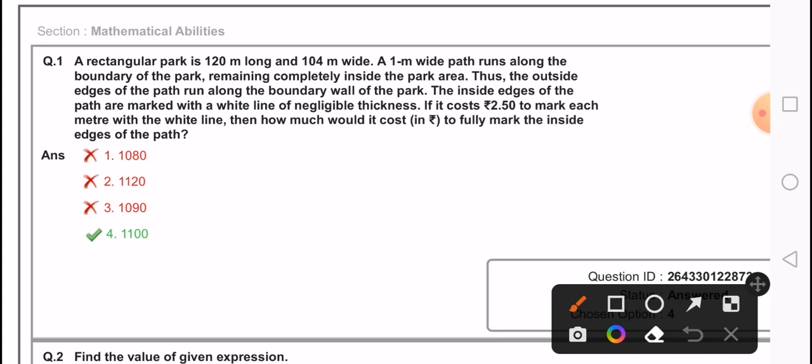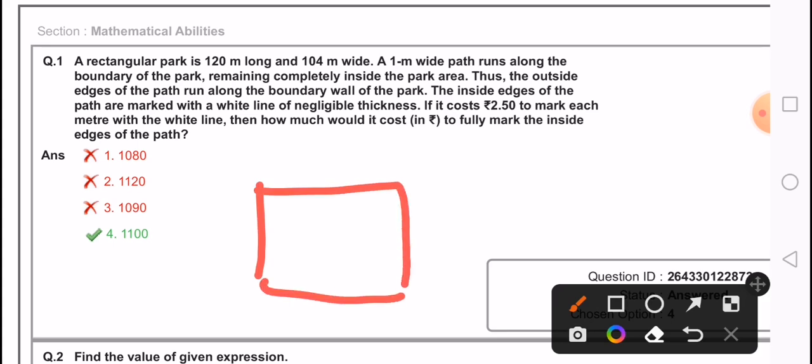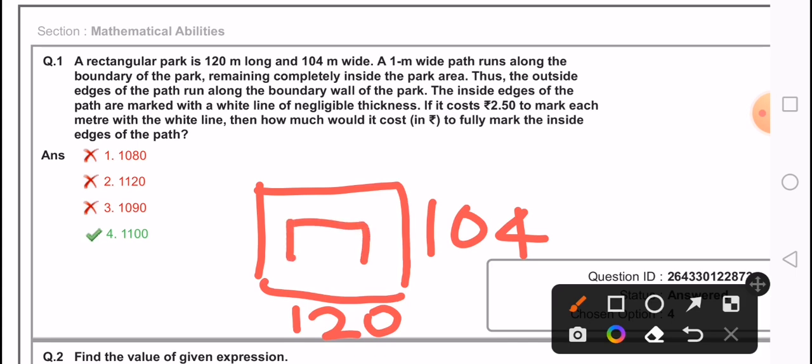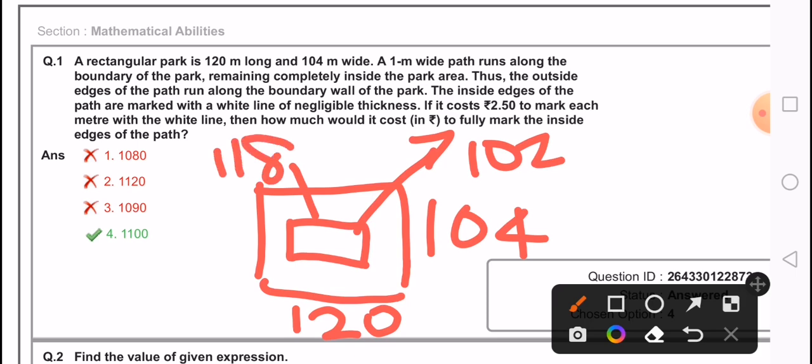Now it is told about a rectangular park, 120 meter long and 104 meter wide. So let us just draw this: 120, this is 104, and inside, a 1 meter wide path runs along the boundary of the park. So we just draw another. This is the boundary, and we can see that this one is 102 and this one is 118 meter.